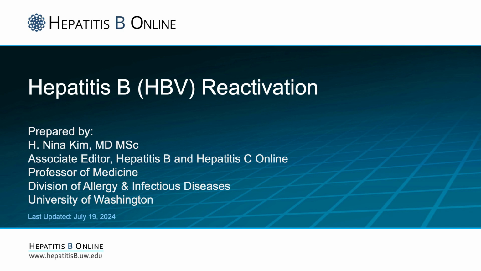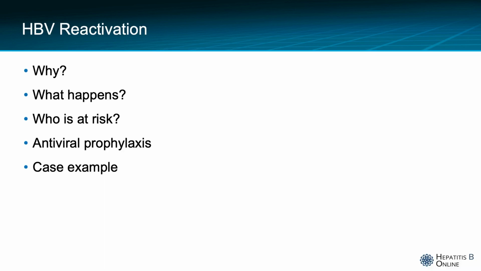Today I will be discussing hepatitis B reactivation. In this mini lecture, I will review why this clinical event is important to know and avoid, and touch on HBV virology and pathogenesis in understanding this. We'll talk about what happens as HBV reactivation unfolds. We'll discuss who's at risk and what factors in the host as well as in the clinical scenario contribute to risk. And I will talk briefly on antiviral prophylaxis. And finally, we will tie these concepts together in a case example.